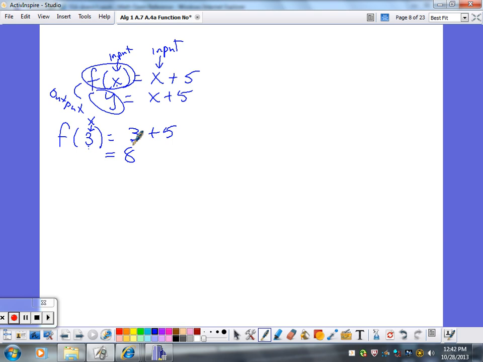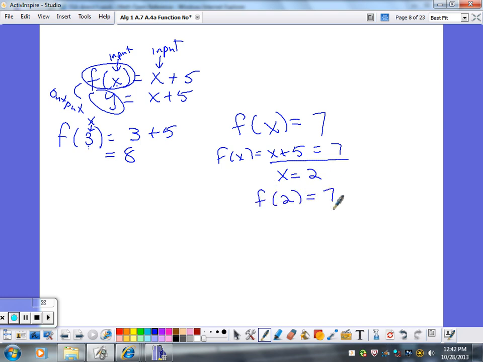Now, as opposed to f of x equals 7. Am I setting an input? Did I change x? No. What am I saying? The output, this whole thing equals 7. Well, what is that whole thing? It's x plus 5, and it equals 7. This is what I want to solve now, x equals 2. So when x is 2, the output is 7. When the input is 2, the output is 7.